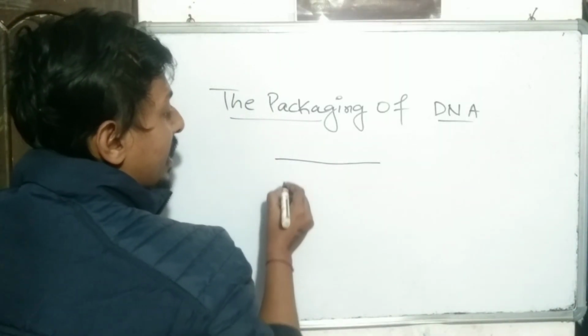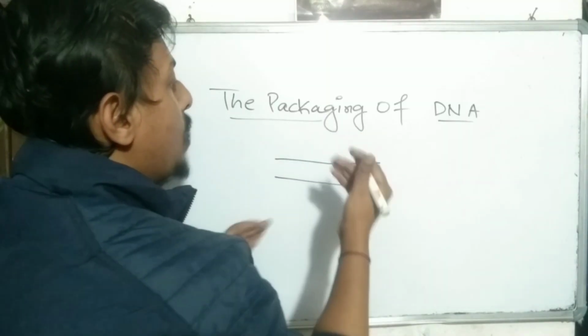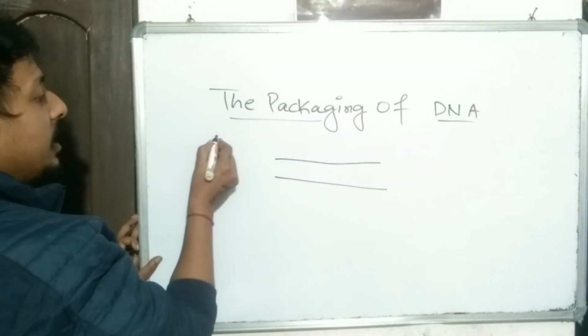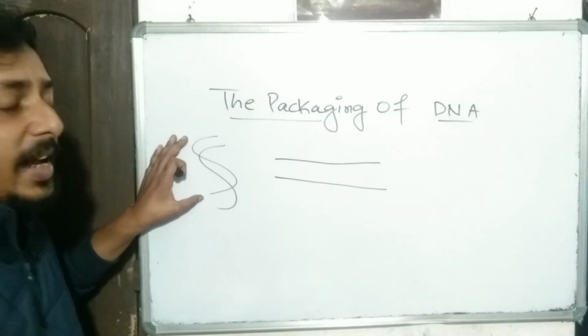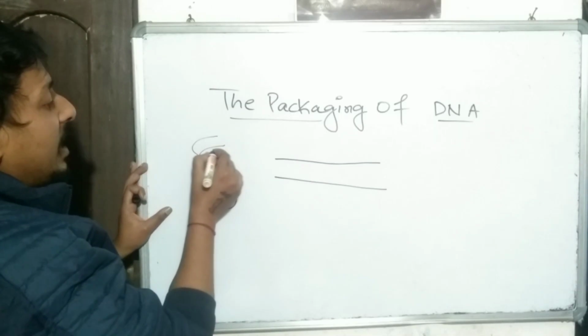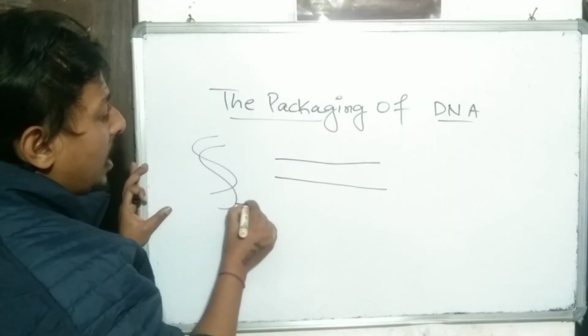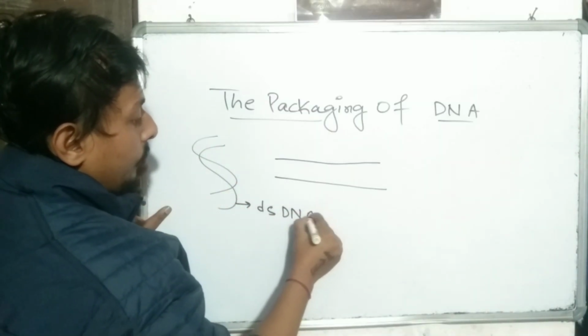Now, in DNA there are 2 chains. These chains are wrapped around in a helical manner. So, you see the DNA structure like this. In this structure of DNA, there are 2 chains, and this is called the double-stranded DNA.